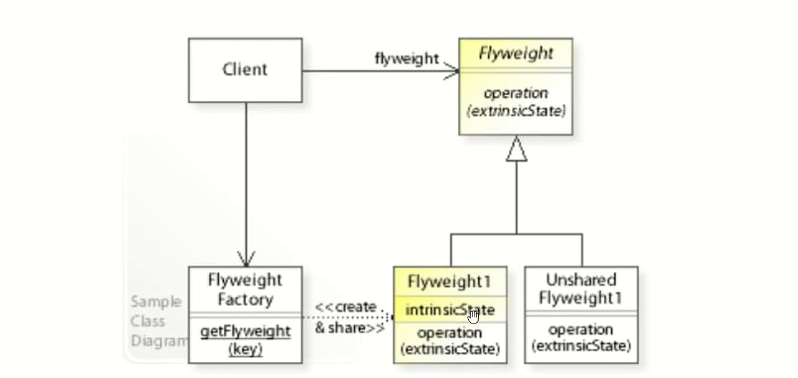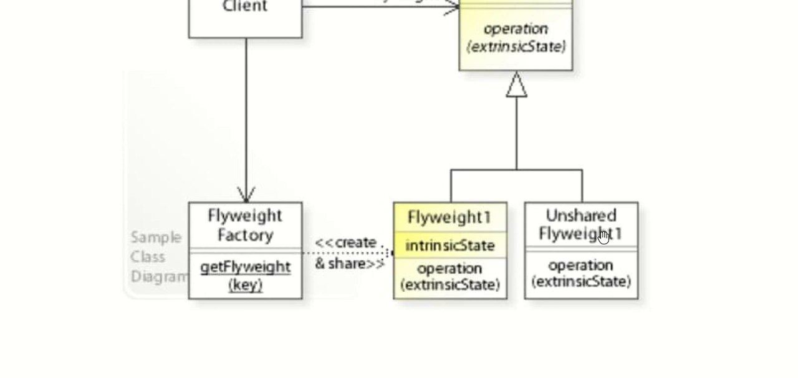its own intrinsic state. On this intrinsic state, it applies some operation using the extrinsic state, the external state, which you are supplying, like font size, font color, and various other kinds of extrinsic properties, which are going to change for each and every object. UnsharedFlyweight1: there is a possibility to create a flyweight object which is not going to share its properties basically. And then a flyweight factory, which takes the responsibility of creating your flyweight objects.